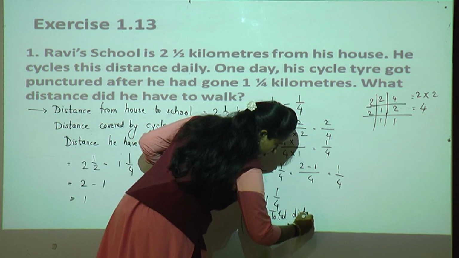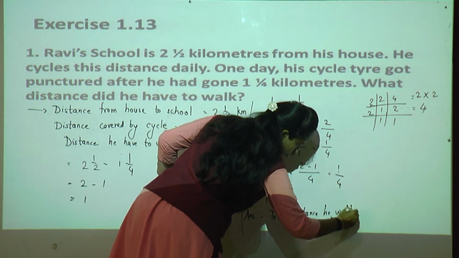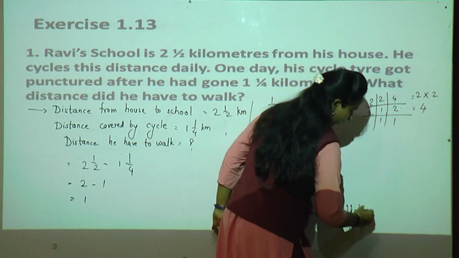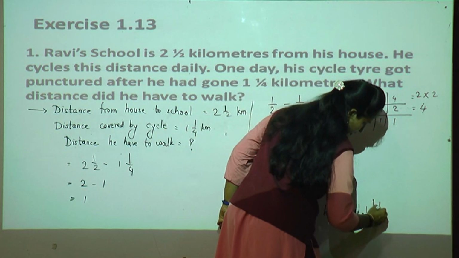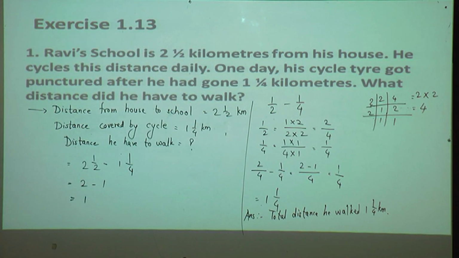So total distance he walked, you have to write here answer, total distance he walked 1 kilometer 1/4 kilometer. Understood? Clear? Yes? Is that clear? Tell me. Yes, very good. Now we will move to the next question.